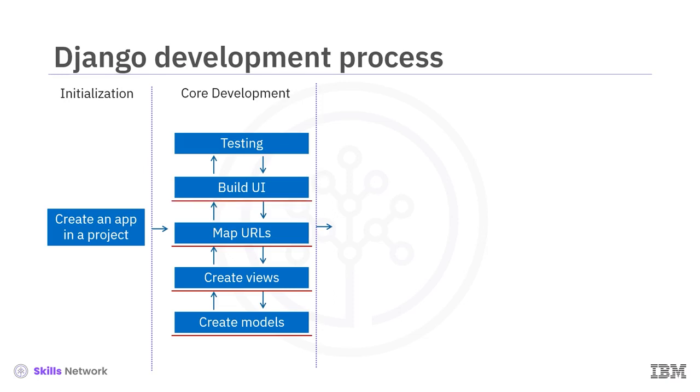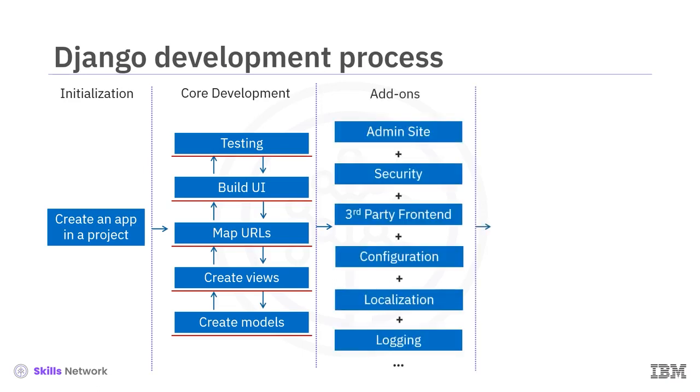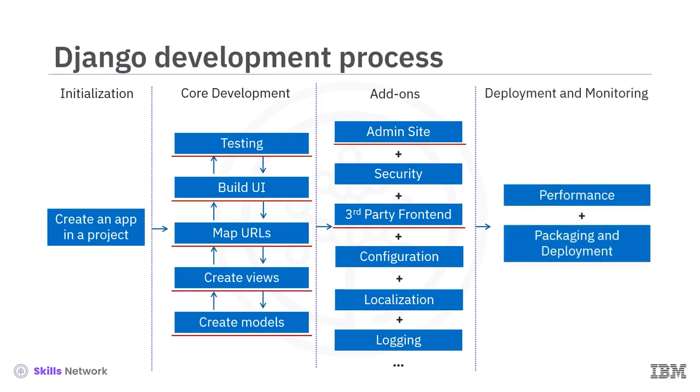Then we can start designing and building the UI. Once we are confident of the current version, we can perform unit or system tests. After the core development is done, we need to make our Django app production ready, using add-ons such as an admin site or a third-party front-end library. Once we have a working Django app, we can deploy it on a web server, either on-premise or on cloud, and monitor the server status.